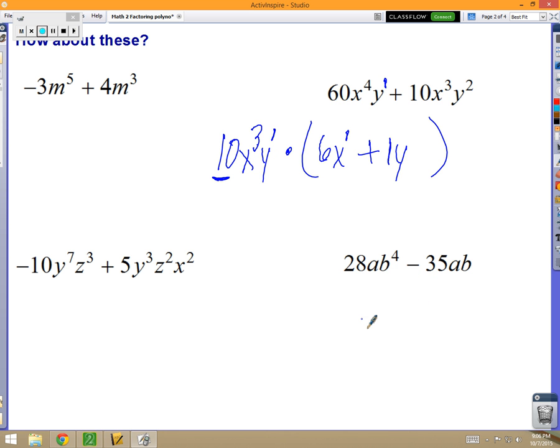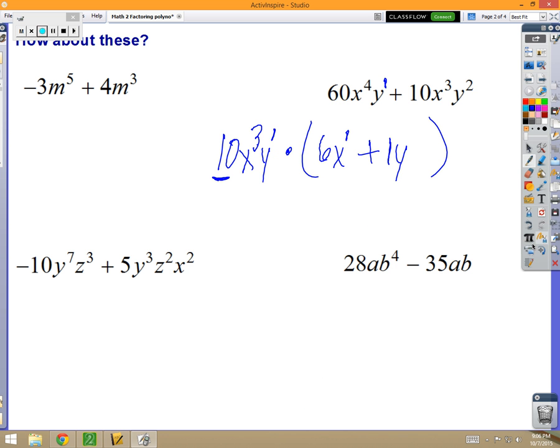Okay, try these other two. Push pause, try them on your own, and then push play to check your answer.